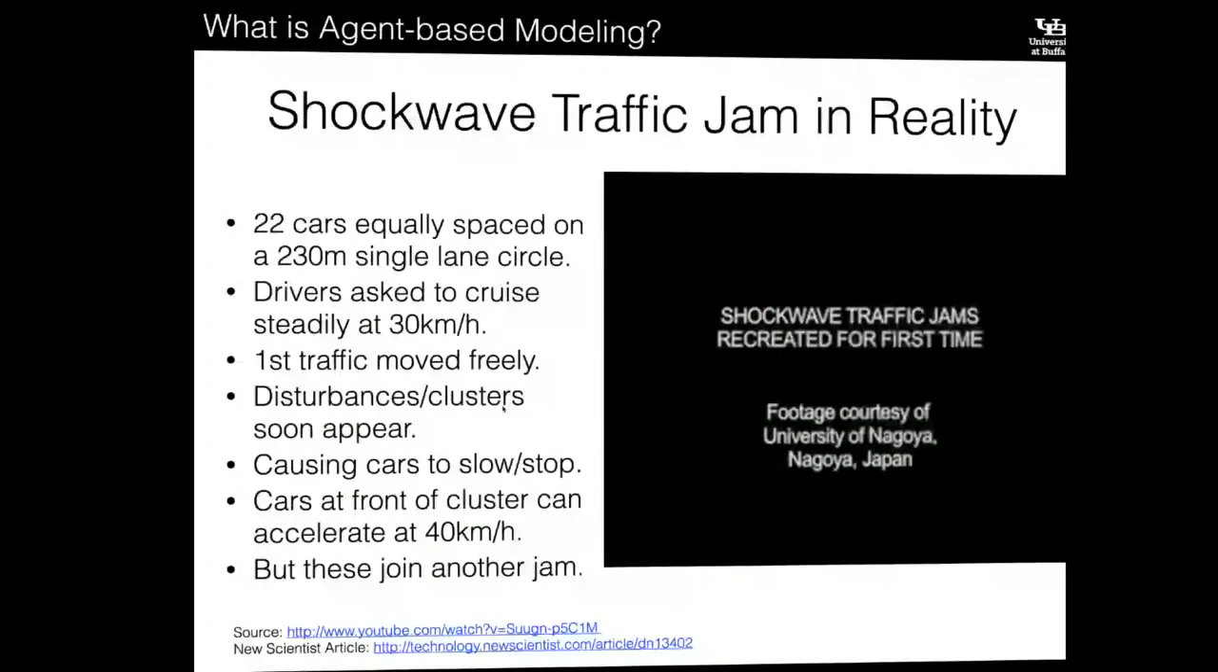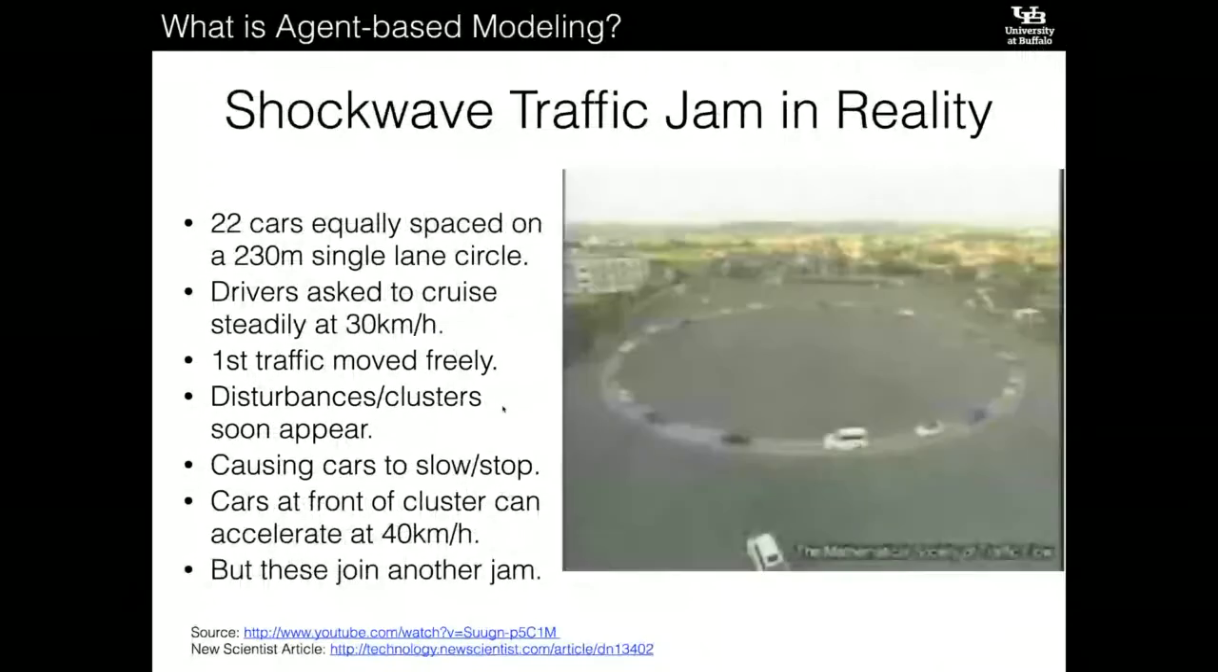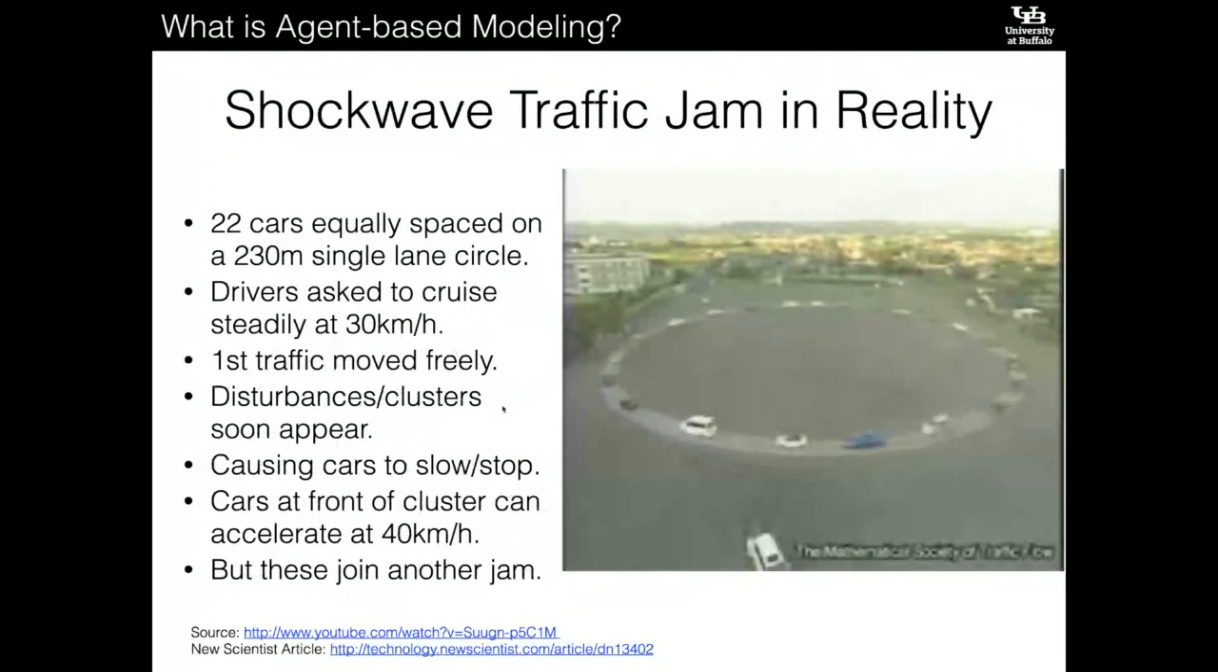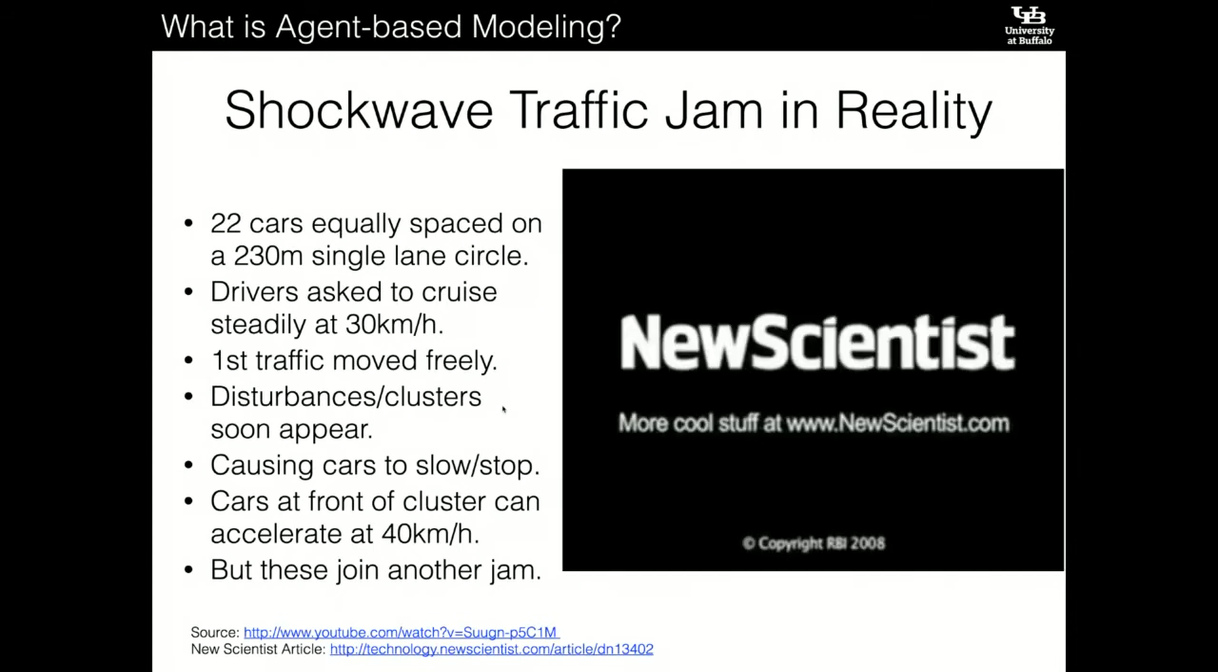When we build models, one of the big challenges is, can we validate these models against real-world data? Or, are they representative of the system that we're interested in modeling? So this is just a movie from New Scientist, where some Japanese researchers got a car park, put in 22 cars, and made them drive around in a circle. They were told to drive at a constant speed, but it's very hard to drive at a constant speed unless you're an autonomous vehicle, right? But these cars generate shock waves that you would see in the simple NetLogo model we had before.